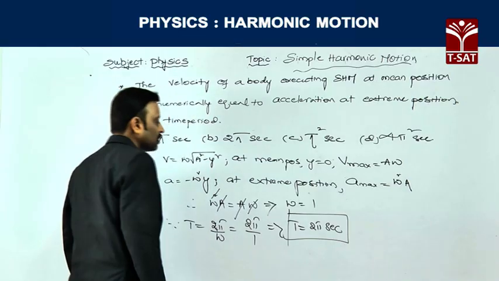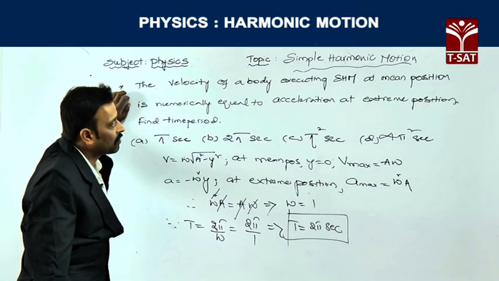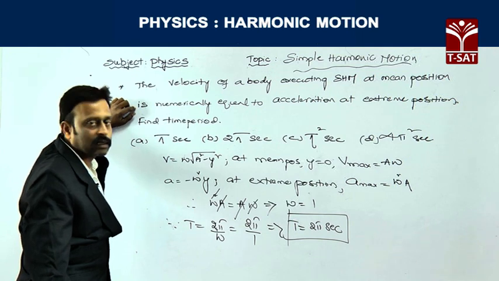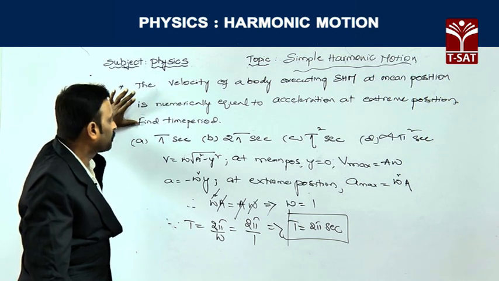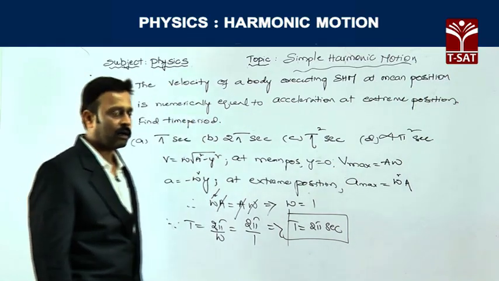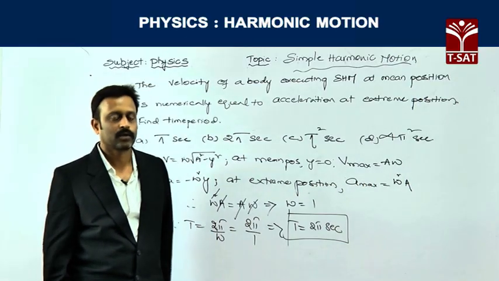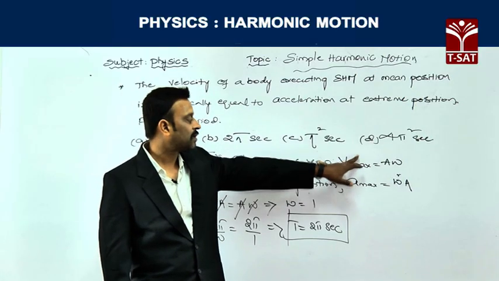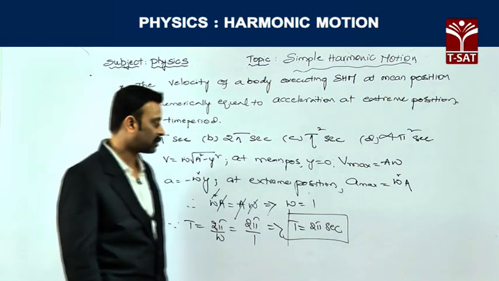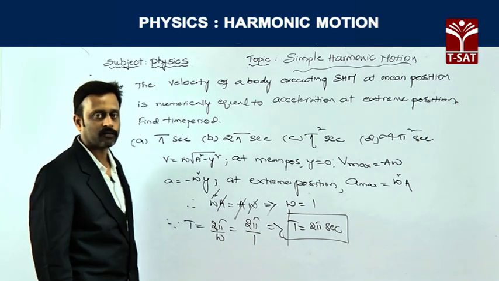2 pi seconds. Once again have a look at the problem. The velocity of a body executing simple harmonic motion at mean position is numerically equal to acceleration at extreme position. You are asked to calculate time period. The formula for velocity at mean position is A omega. On the other hand, the acceleration at extreme position is A omega square. According to the given condition, they both are equal, so I equate those two equations, cancelling the like terms on either side. I got the value of angular velocity as 1.